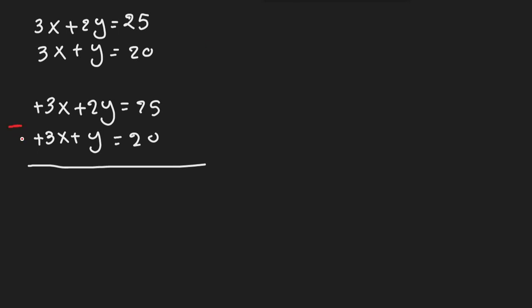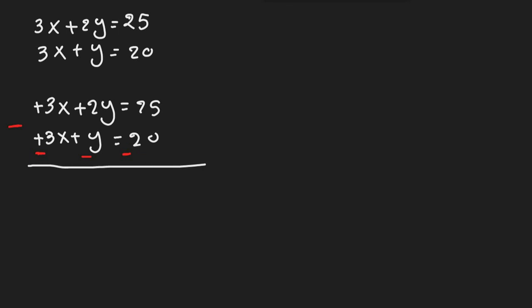Look, in subtraction, all the signs of the second equation are going to change. This 3x is positive, it changes to negative. This y is positive, it's negative y now, and the positive 20 you have to change to negative.